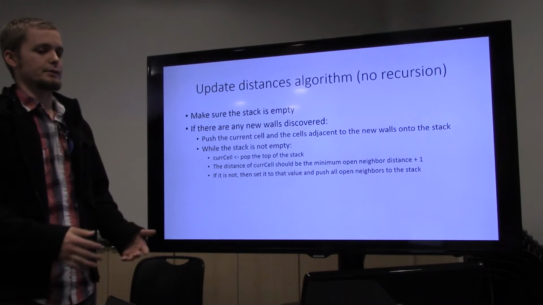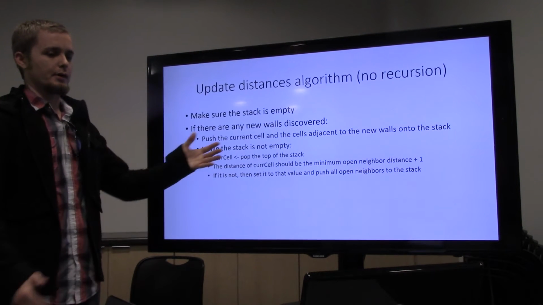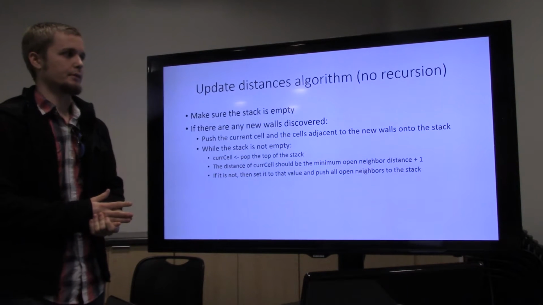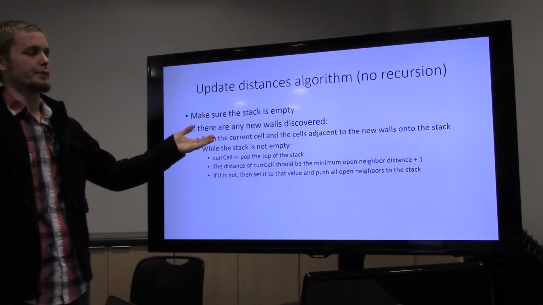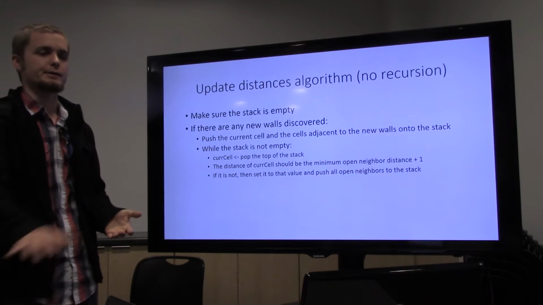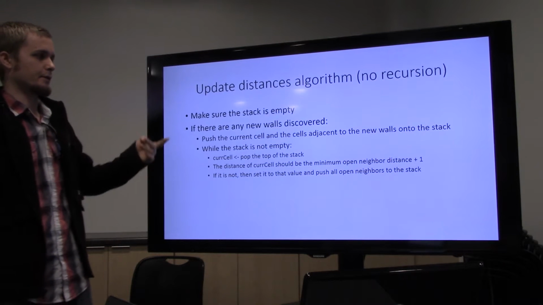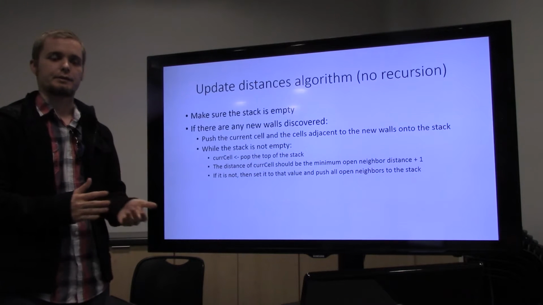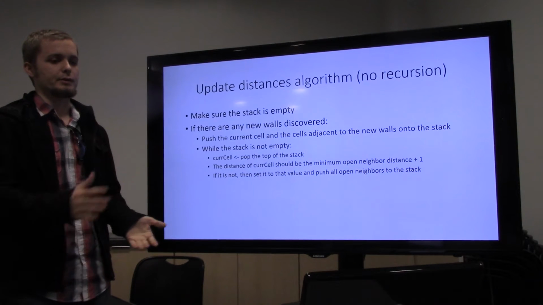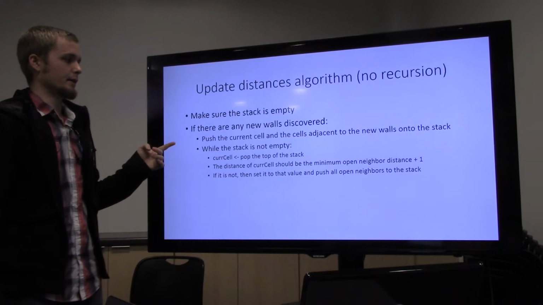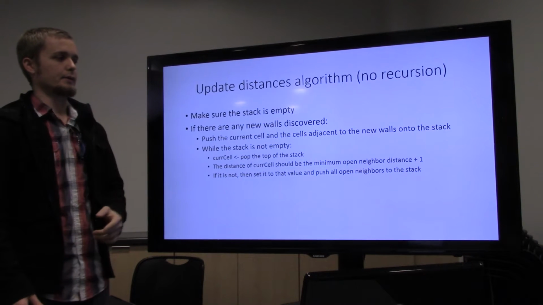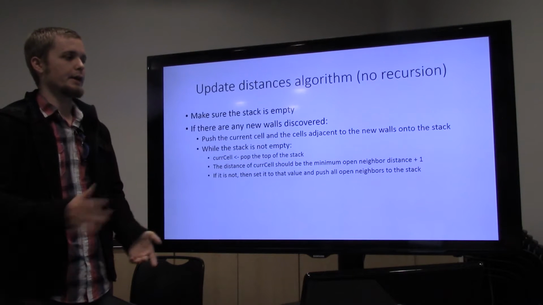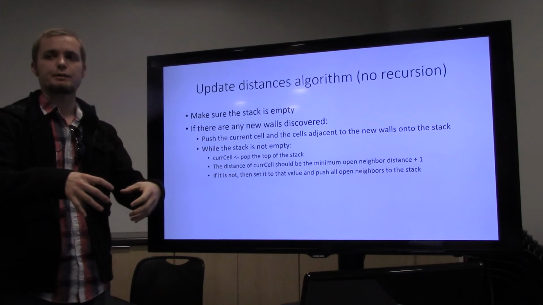And so the heart of the algorithm is really how do you update the distances. Whenever you discover a new wall, you have to run this algorithm to update all the distances. The first step is to make sure the stack is empty. You guys know what a stack is, right? Good. So you make sure it's empty, and then whenever you discover a new wall, you push the current cell onto the stack and the cells adjacent to the new walls that you discovered.